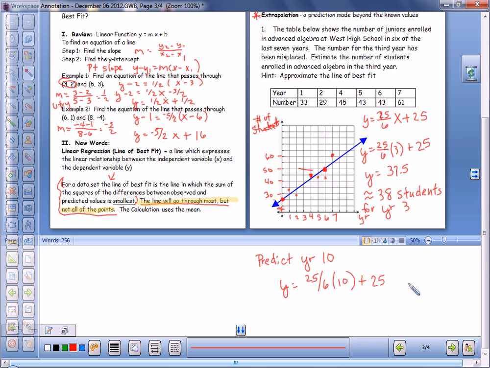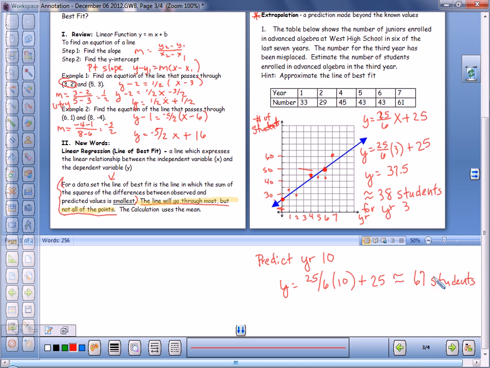And we're going to get approximately, we're going to have to round here, approximately, give you a moment, 67 students. And if we look at our data, that's how it's trending, so 67 does make sense.